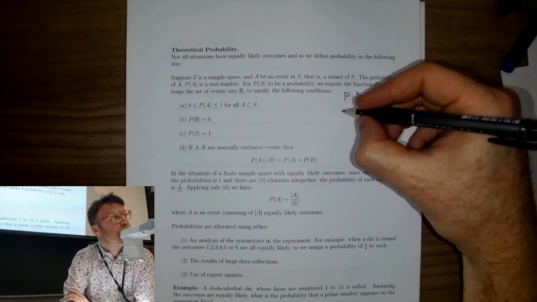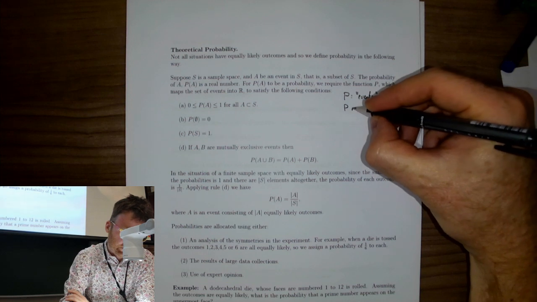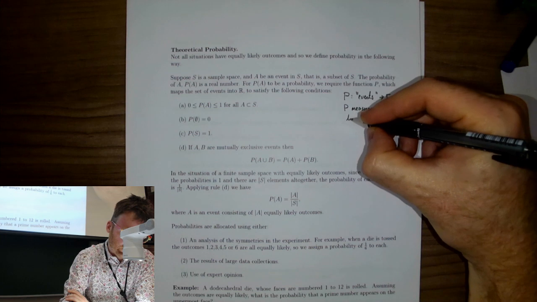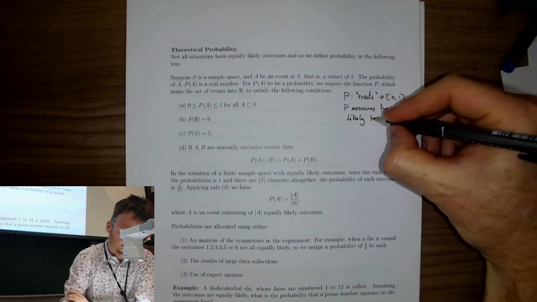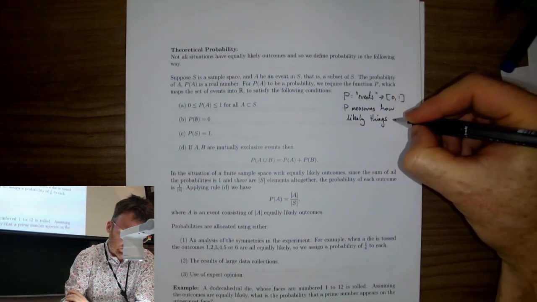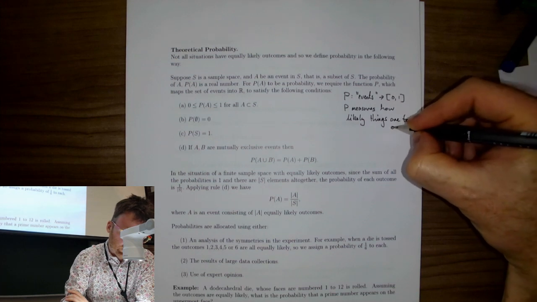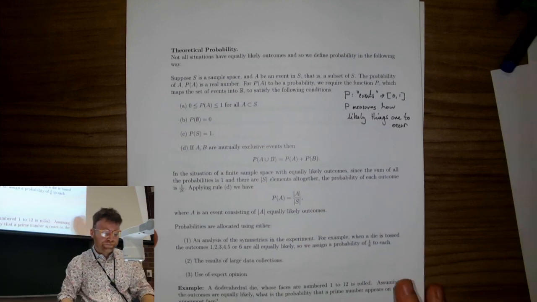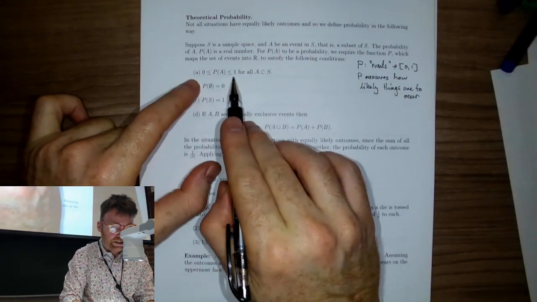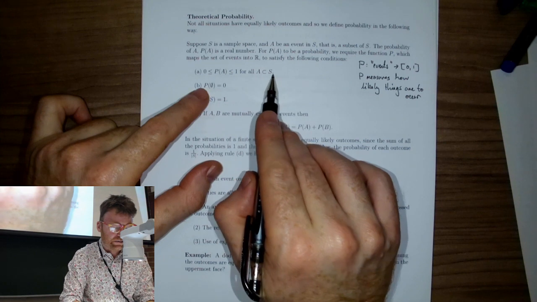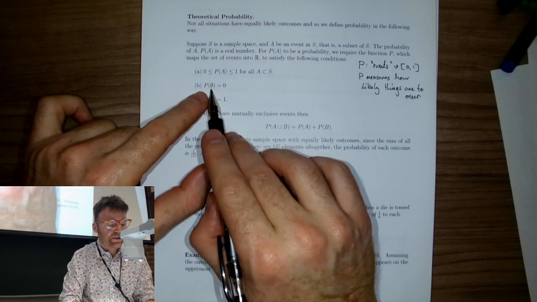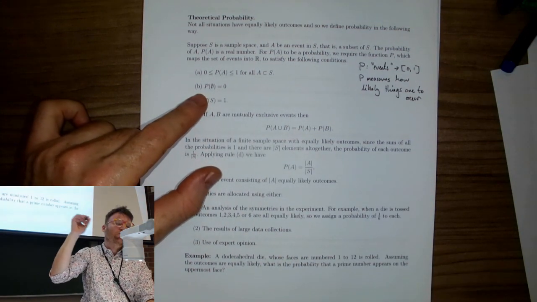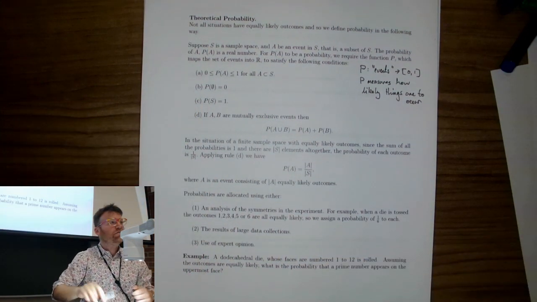And roughly speaking, P measures the likelihood of something occurring. So it's a number between 0 and 1 for every subset of the sample space. P of the empty set is 0. If you say, what is the probability of none of the events?